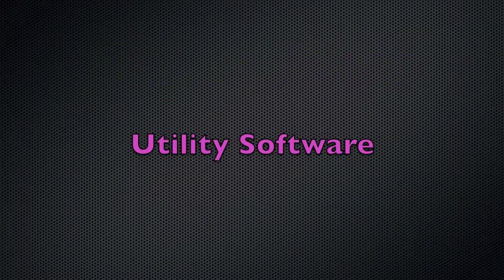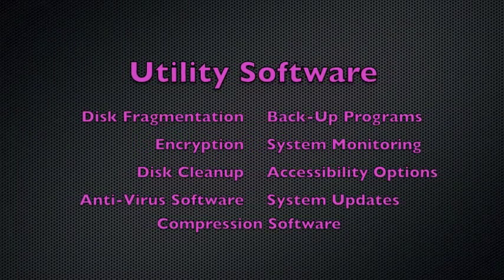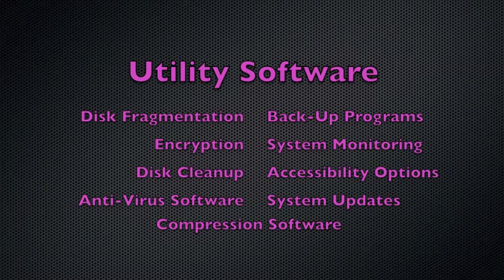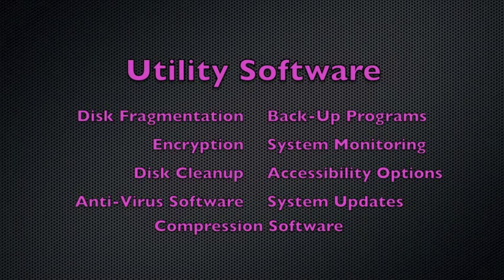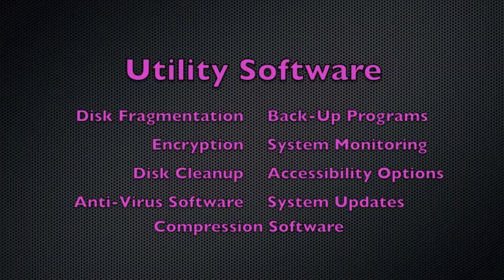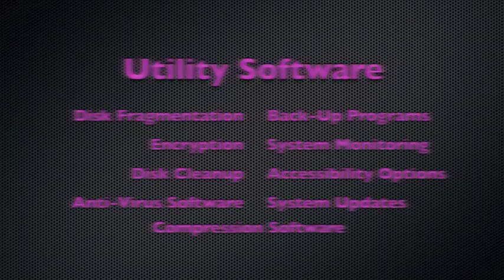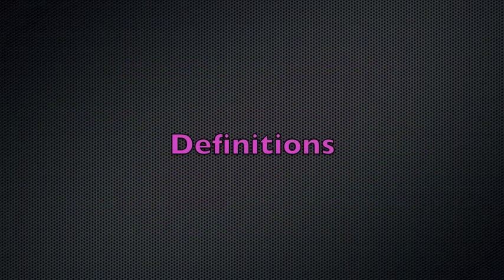Utility software is basic software included with operating systems to perform common tasks. These tasks help to manage and maintain the computer. Examples of utility software are disk defragmentation, backup programs, encryption, system monitoring, disk cleanup, accessibility options, antivirus software, system updates, and compression software. Let's go over this important vocabulary.